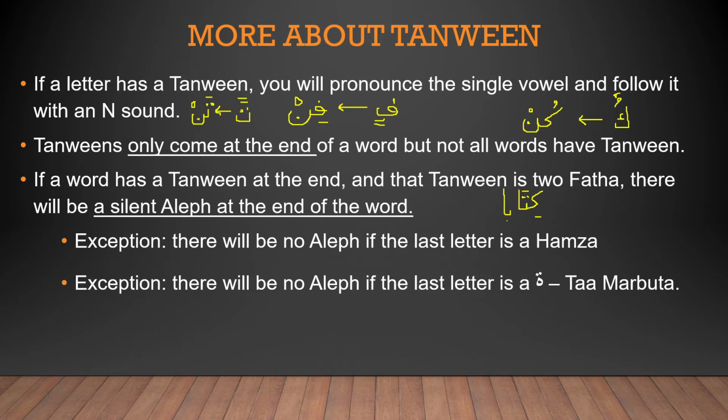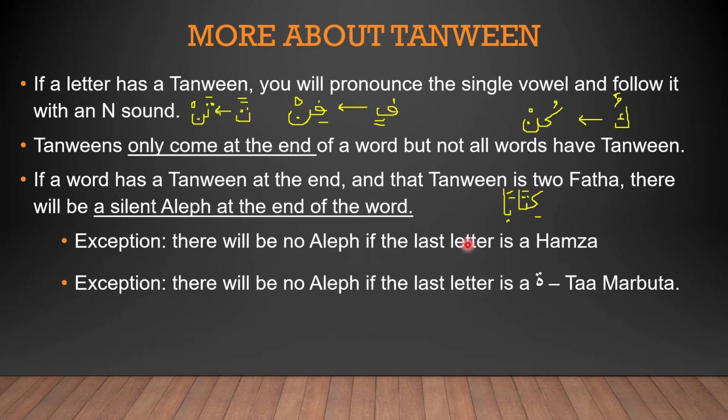Okay, so even though it is ban, we'll be pronouncing this as kitab ban only, but there will be a silent alif at the end. This only happens in fatha. If there's a kasratain, we won't be putting a silent ya. This only happens in fatha. If there's a tanween, which is a fathatain at the end of the word, then there will be a silent alif. This alif will not be pronounced, but it will just be there.